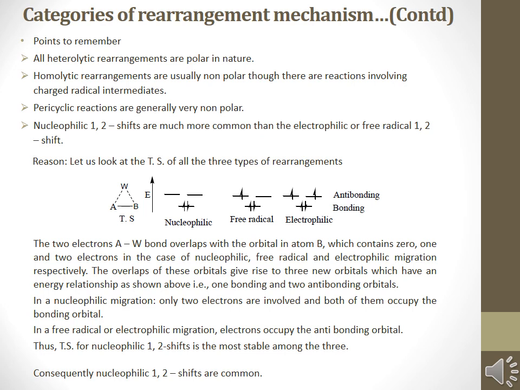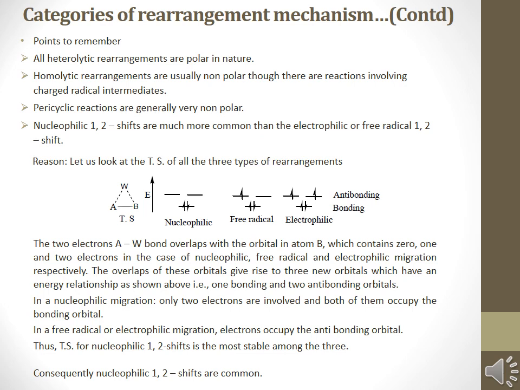The fourth point that you should learn is that among the nucleophilic 1,2 shift, the electrophilic 1,2 shift, and the homolytic 1,2 shift, that is the free radical 1,2 shift, the nucleophilic 1,2 shifts are much more common. Now, what is the reason behind this? The answer can be explained when we draw the transition state of all the three types of rearrangement.